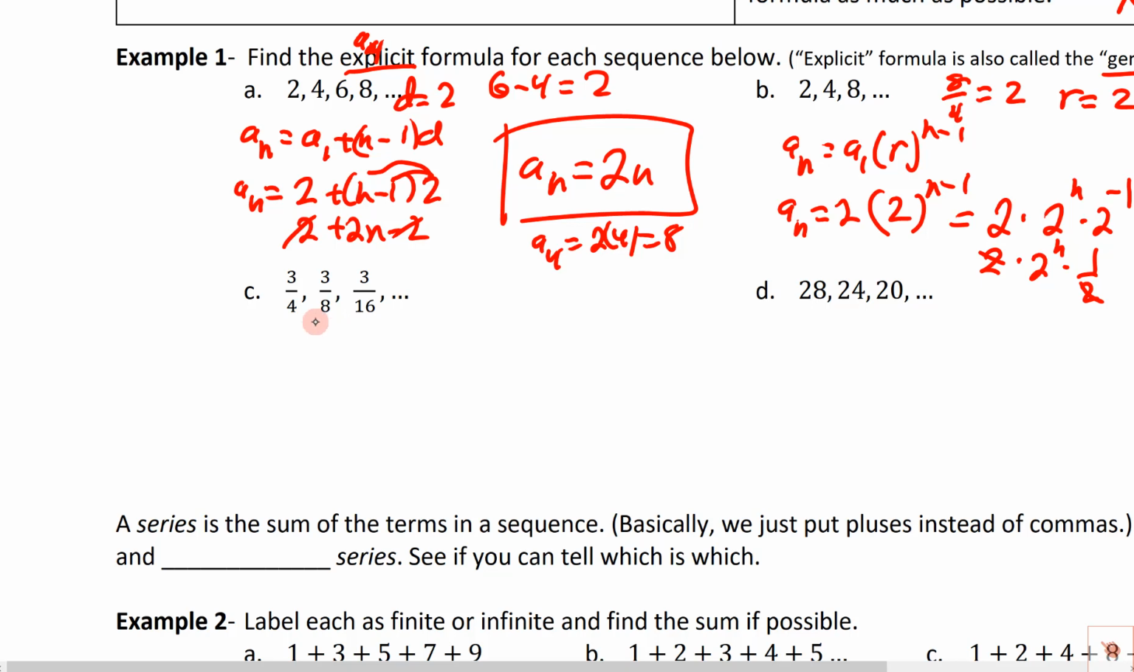If you're not sure, let's say you were looking at it and thinking, I think it's geometric, but I'm not sure and I can't really figure out what the common ratio is. Take any term and divide it by the one before it. So I'm going to take the second one, which is 3/8, and I'm going to divide it by the one before it, which is 3/4.